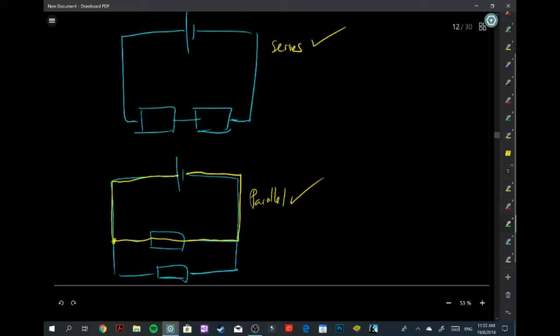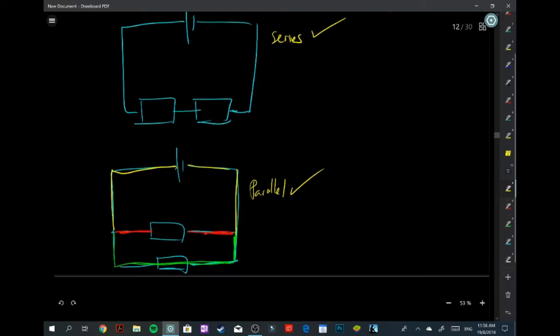However, let's continue this on and let's do this. You realize that my current splits up. Better still, I should actually do this. My current comes here. Current splits up, so it splits up to red and green. Then red and green combine, they become the yellow current again.